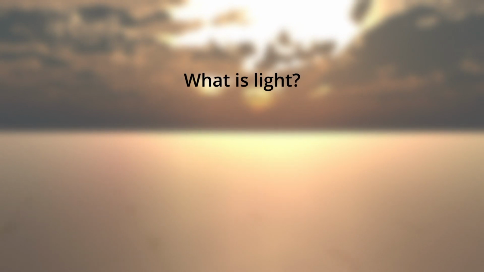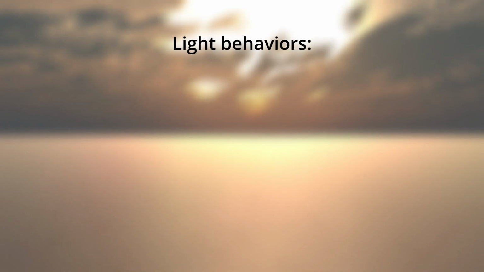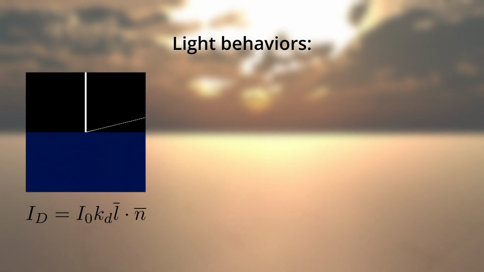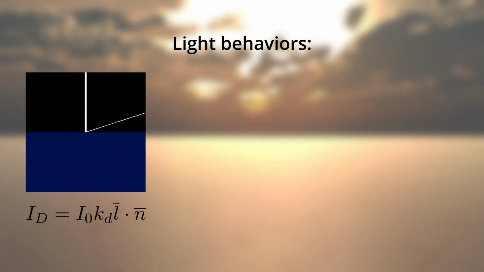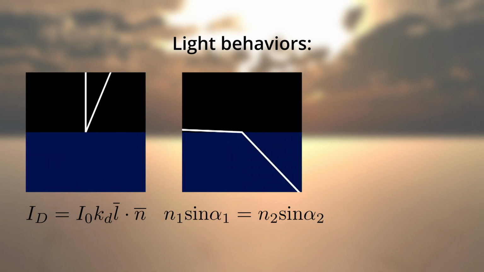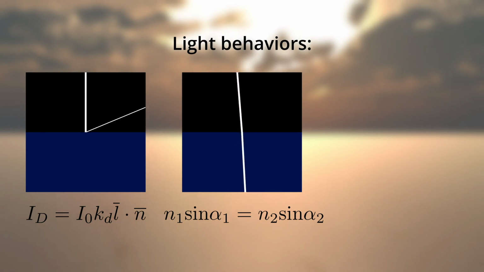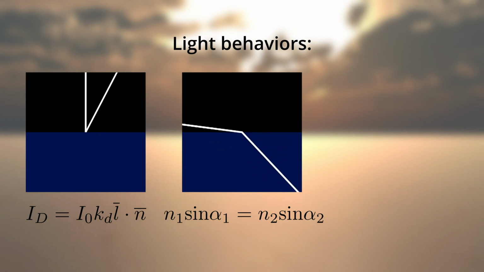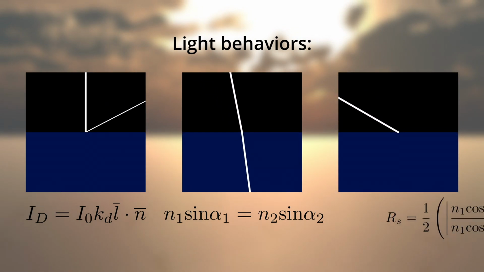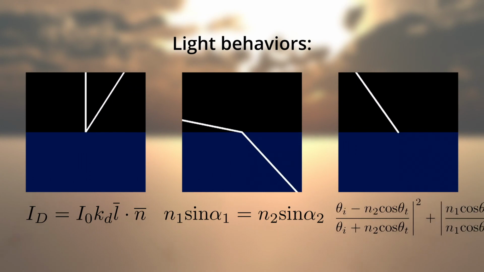To begin with, what is light? On a microscopic level, light consists of photons. The behavior and interaction of each individual photon can be accurately described with a few equations and laws. For example, the Lambertian cosine law describes how light scatters off a surface. Snell's law describes how light refracts in a medium interface. And Fresnel's law tells us how much a surface reflects based on the angle of the incoming light.